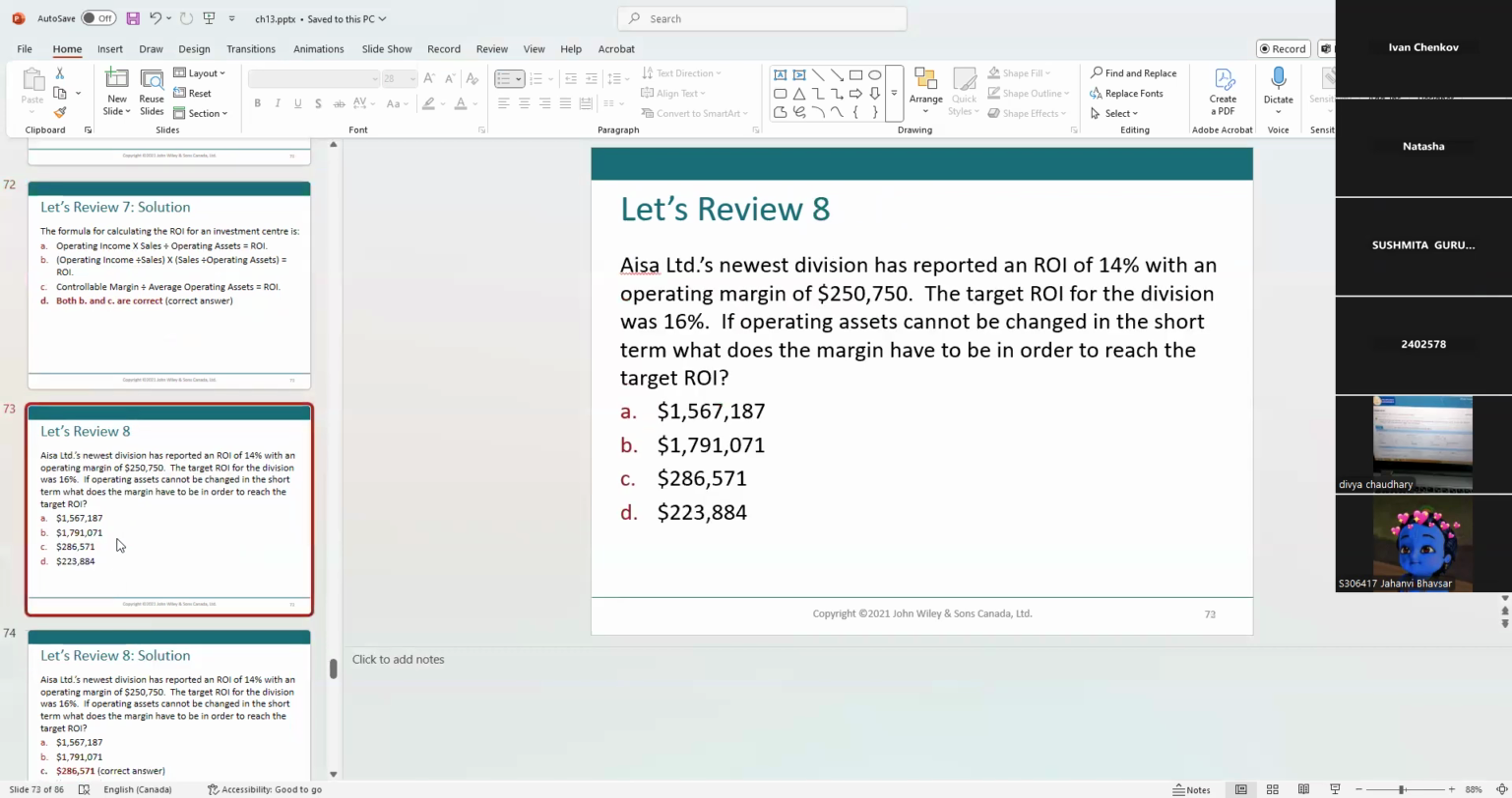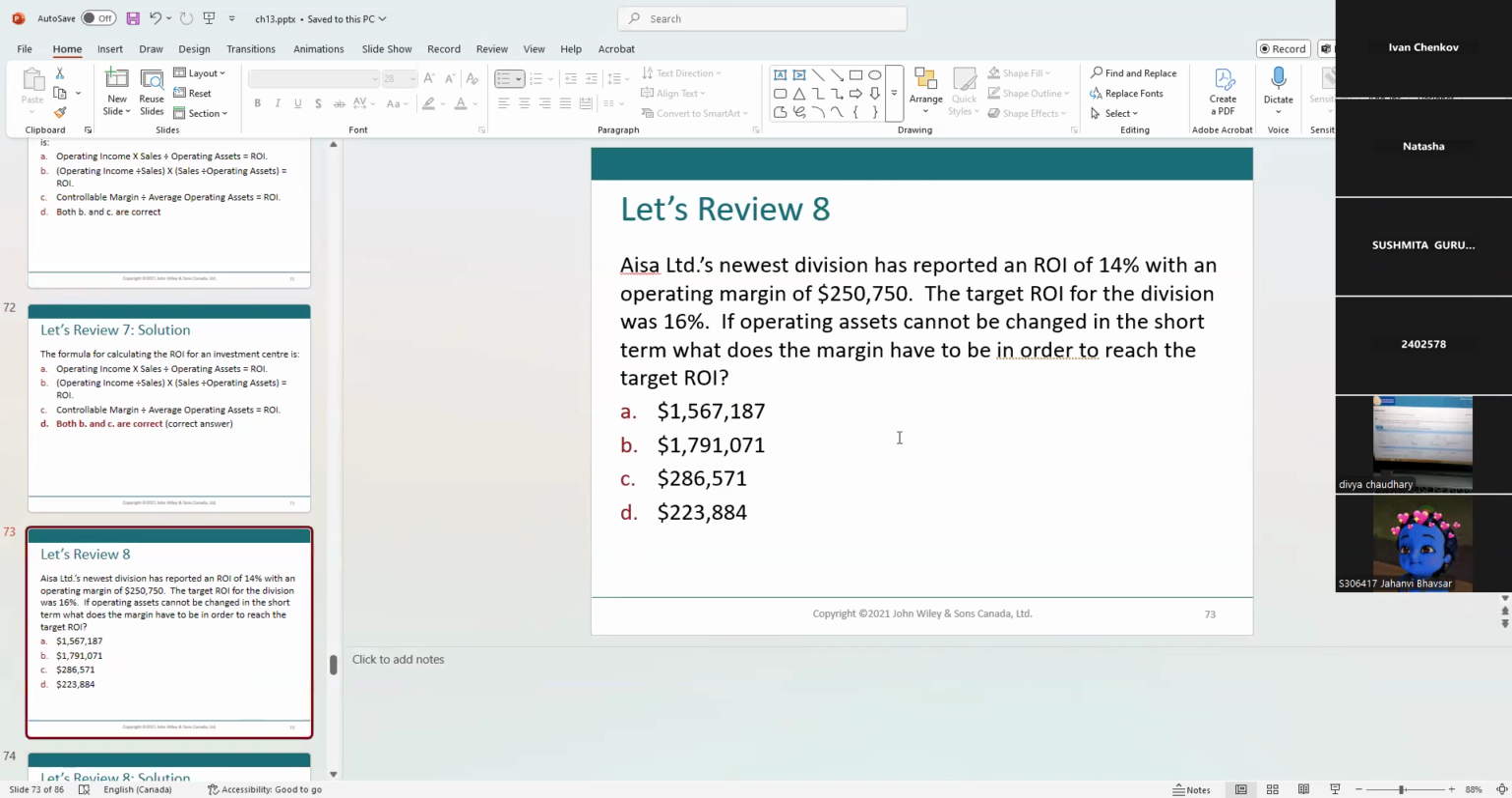Let's move to the next one. This is what you have to do. I mean, not this one. Actually, not this one. You don't have to do this question. This question is not going to be asked on the test, but let's see how we can get the calculation here.